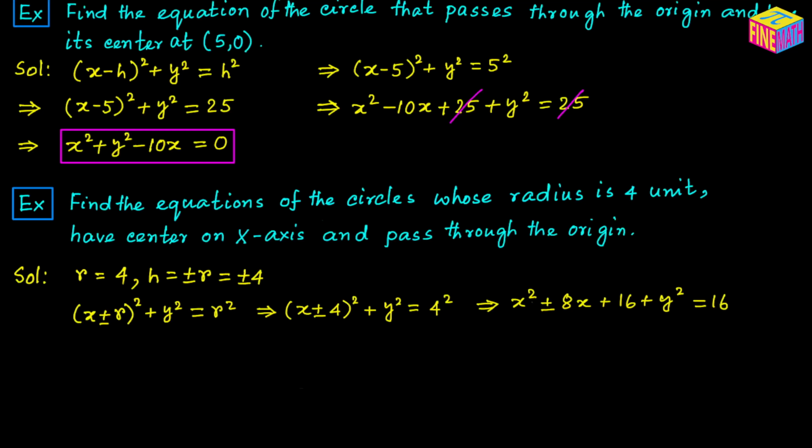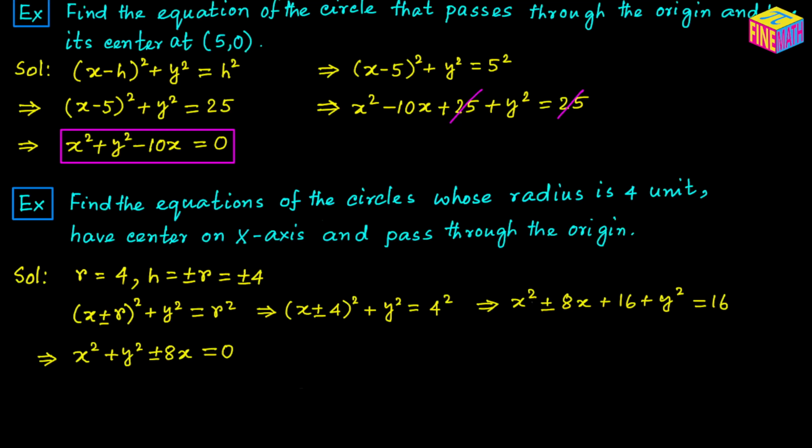And if we expand it, we can write it as x squared plus or minus 8x plus 16 plus y squared is equal to 16. And here the positive 16 on both sides will cancel out each other, and we are going to be left with something like this: x squared plus y squared plus or minus 8x is equal to 0. That is the combined form of the two equations that we are trying to derive here, because in this case there are two possibilities, right?